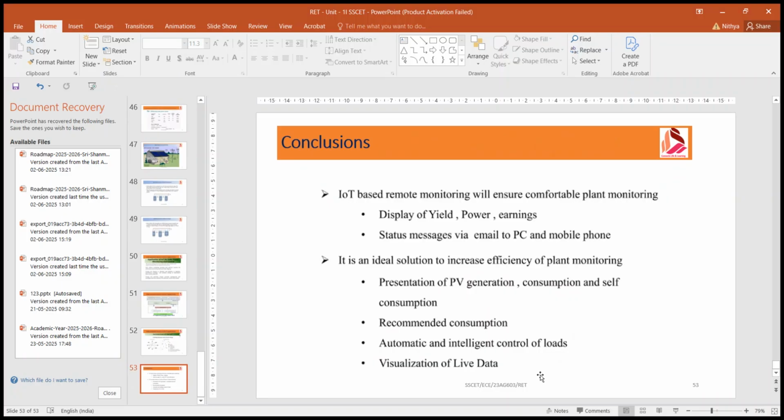So in these cases, IoT is normally used for display of yield and power earning, and it is also an ideal solution for increasing the efficiency of plant monitoring systems for all 24 hours, with recommended consumption and automatic intelligent control of the loads. So visualization of live data for each and every second. This is the general IoT application using solar energy systems as well as concentrated power systems, which we discussed today. Thank you.